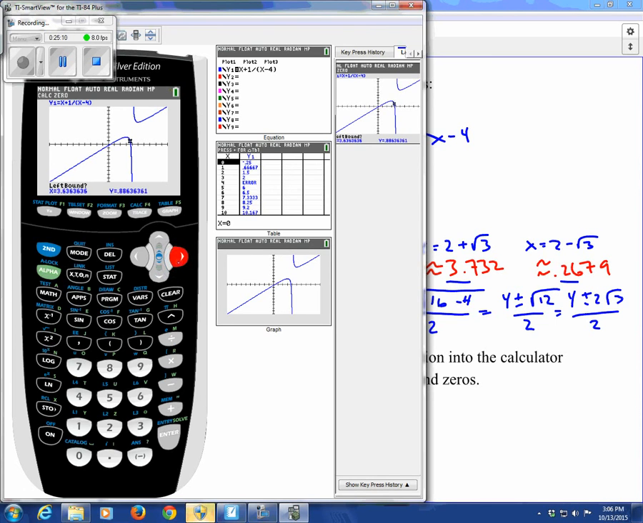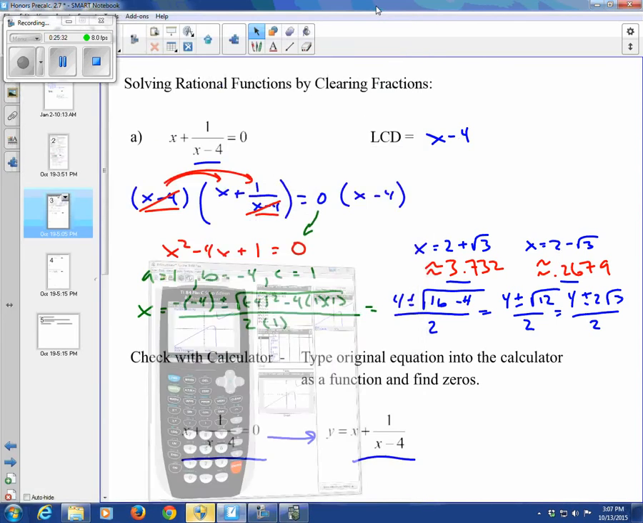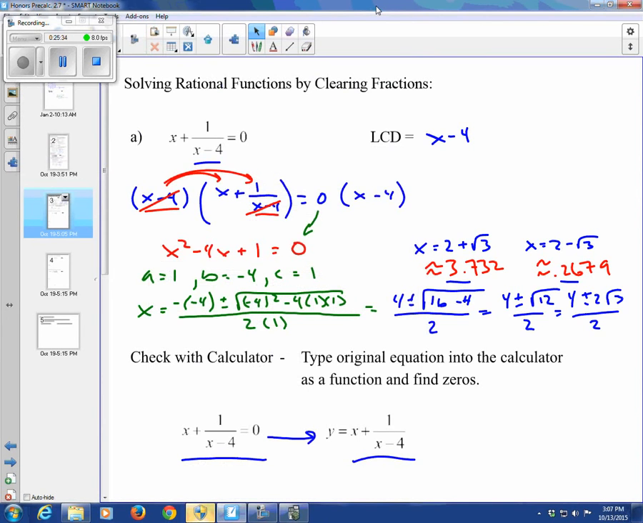We go a little to the left, which in this case is going to be above the x-axis, a little to the, oops, that's a little far to the right. So right here, a little to the right, hopefully that's enough. Press enter, and then enter again. And right here we've got our 3.732. So both of these turn out to be valid solutions for our rational equation here.